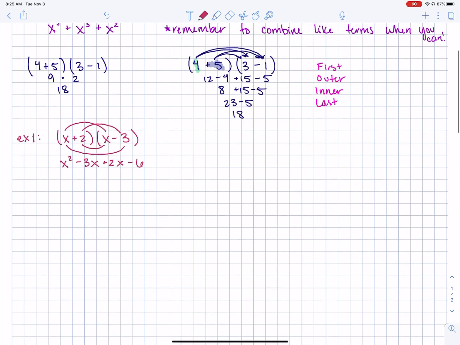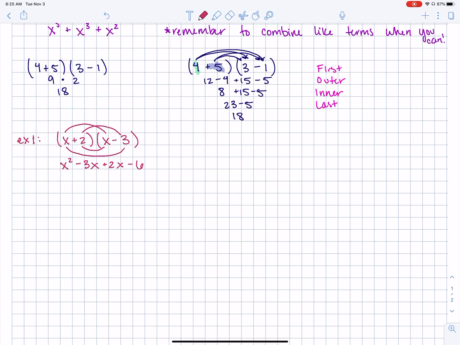Now I need to remember to combine like terms when I can, and if you can see here, we have like terms of negative 3x and 2x. So our final answer for this one is x squared minus x minus 6.